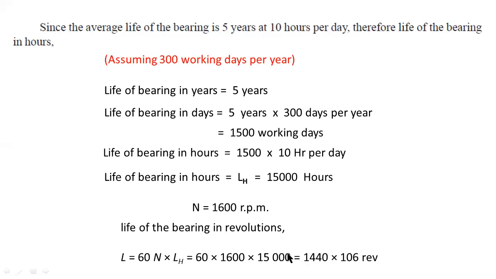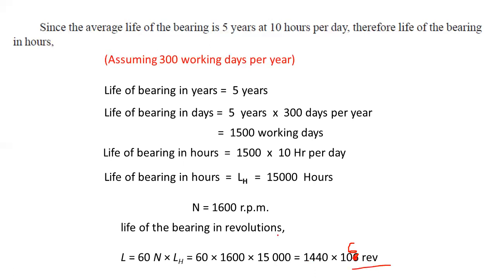Total number of hours equal to 15,000 and speed of the shaft equal to 1600. So you have to multiply these three values, and the final answer for life of bearing in revolutions equal to 1440 into 10 power 6 revolutions. That is 1440 million revolutions.